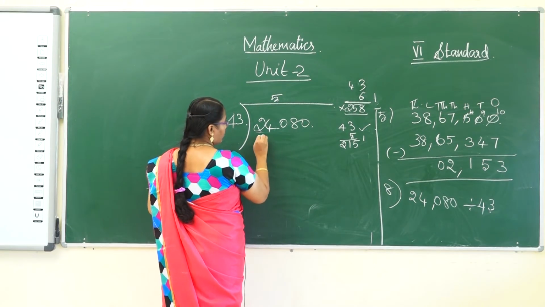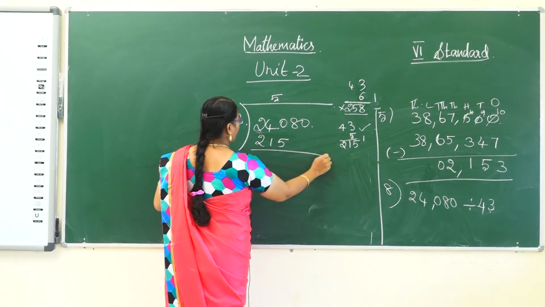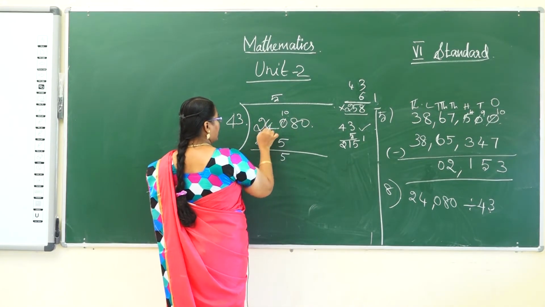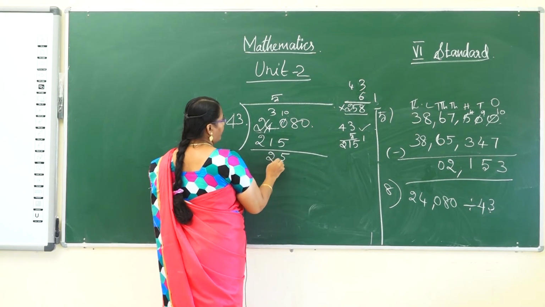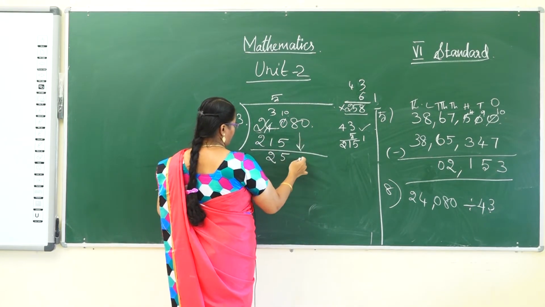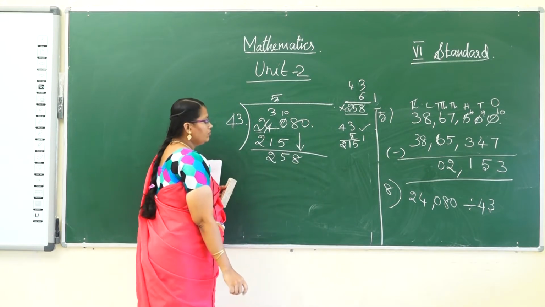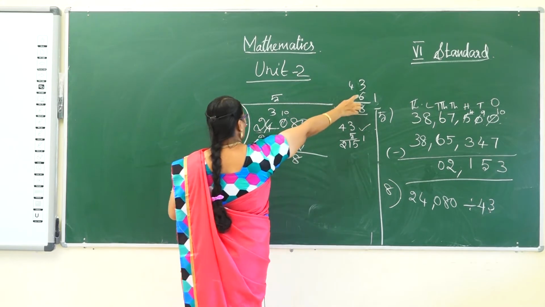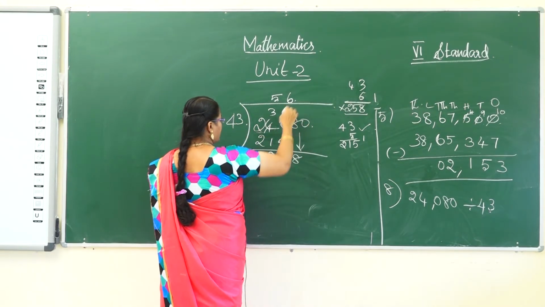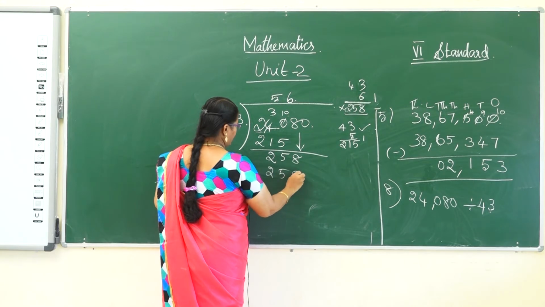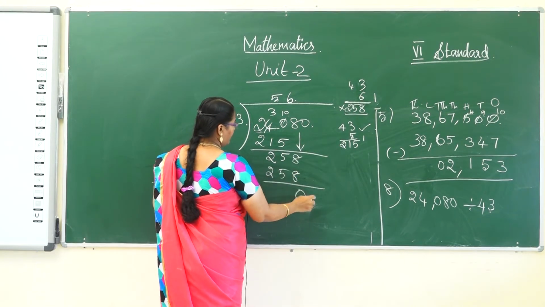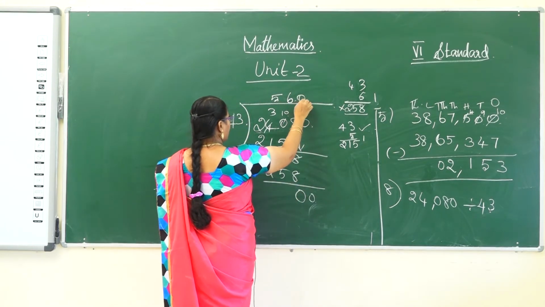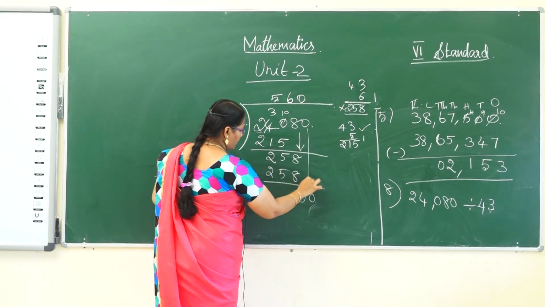So 43 multiplied by 5 gives 215. Subtract, borrowing from here: we get 25. Now bring down the next digit. How many times is 43 possible in 258? 6 times. 6 times 43 is 258, so the remainder will be 0. Another 0 is here, so bring that 0 down.